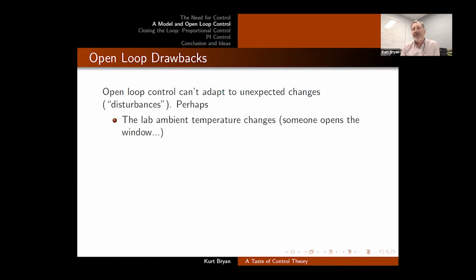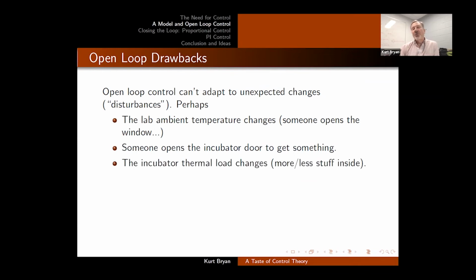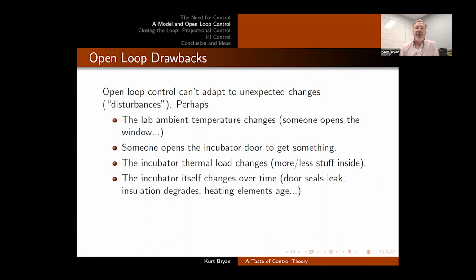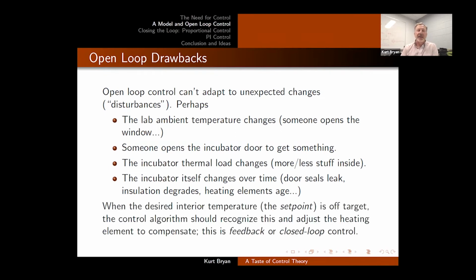This could be the lab ambient temperature changing, like I said, somebody opens the window. Someone opens the incubator door to get something out. The incubator's thermal load changes. Maybe that'll change how things behave. There's more or less stuff inside. Or things degrade over time. Door seals leak, insulation degrades, heating elements age. The control strategy that we're using, open loop control, can't deal with any of that. It just keeps going at level 0.5, no matter what. The lab could be on fire. It will stay at 0.5.